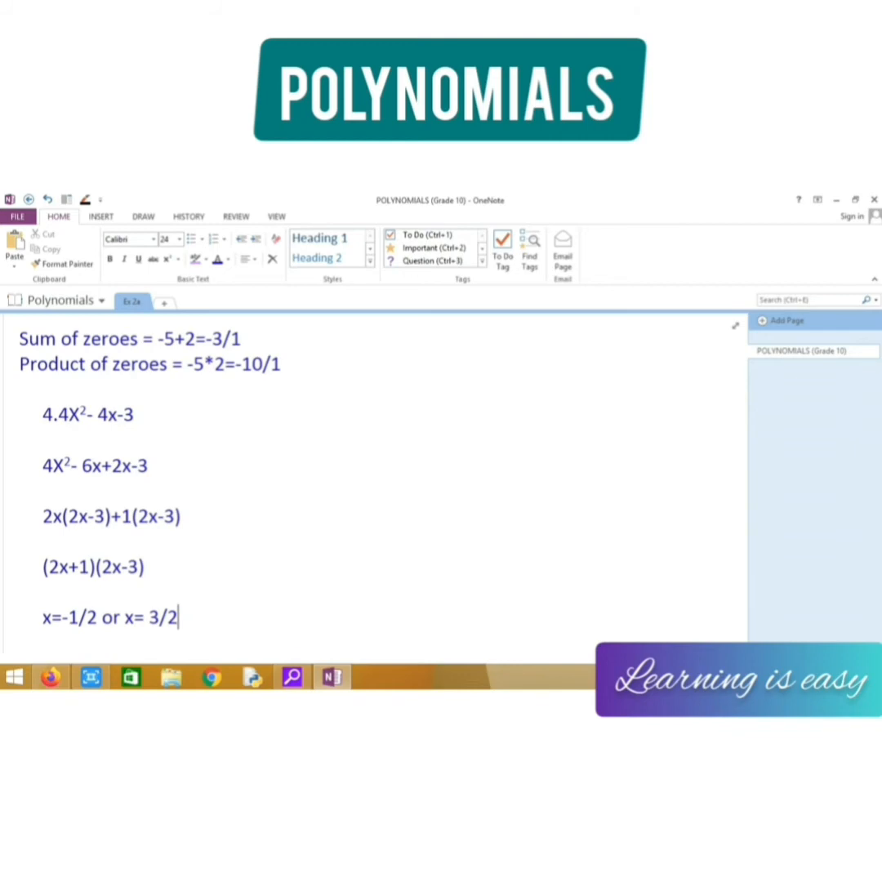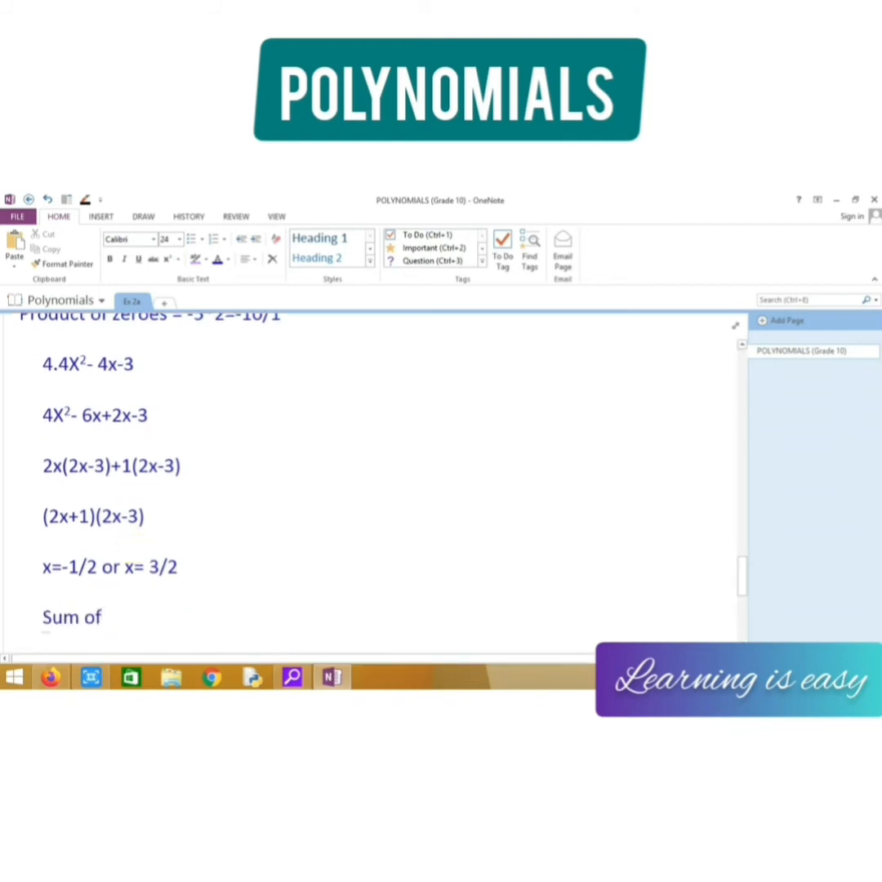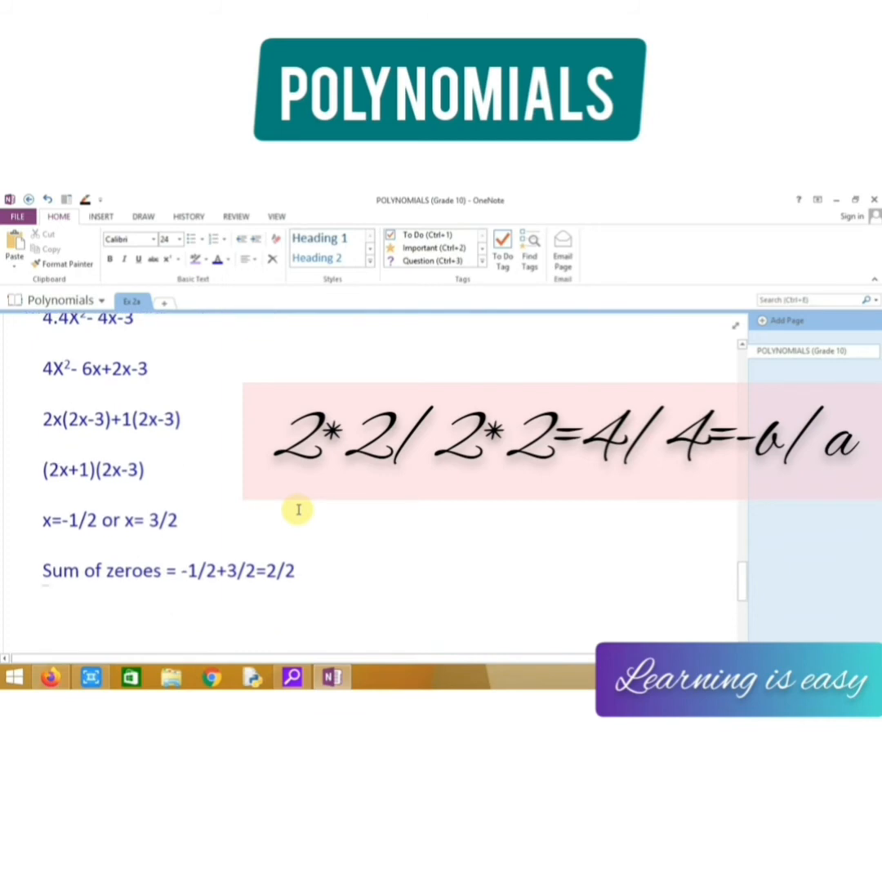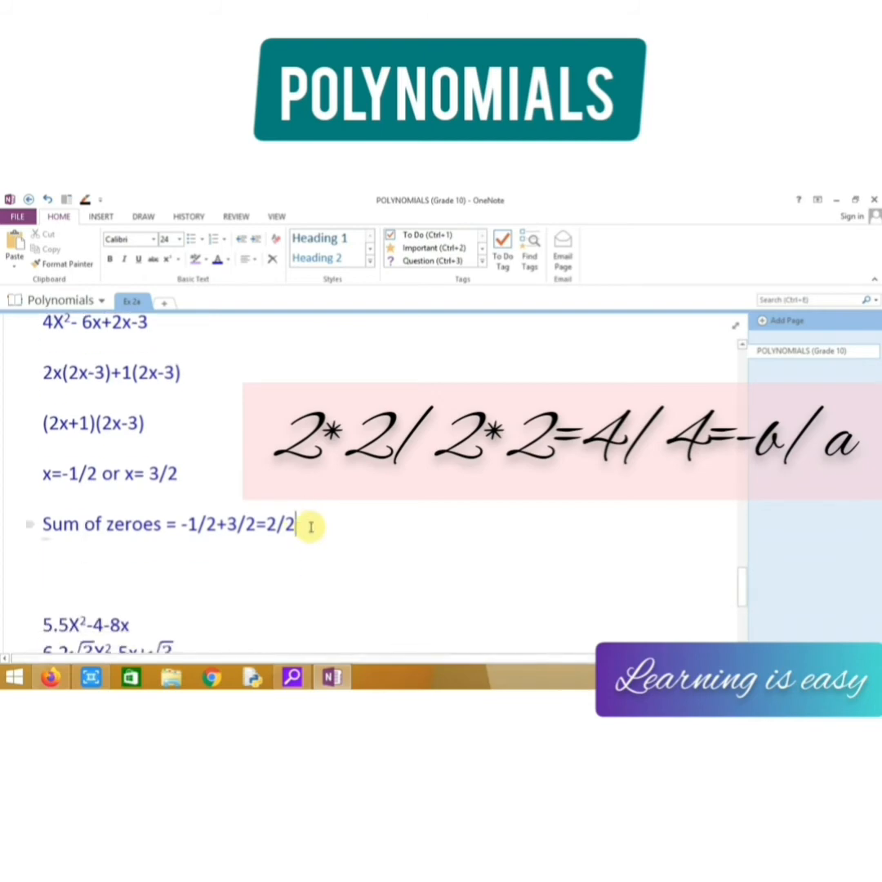We can verify the sum of zeros and product of zeros. Sum of zeros is 3 by 2 minus 1 by 2. It's a like fraction as both the denominators are 2. So we directly subtract the numerators, 2 by 2, which is multiplied by 2, both denominator and numerator as per equivalent fraction, to get the form of b by a, that's 4 by 4. As we know, in the given polynomial, a and b are coefficients. So the value of a and b is 4, the coefficients of x square and x.